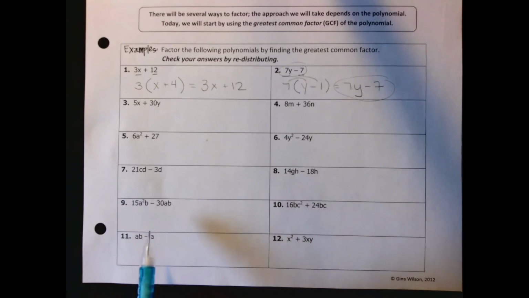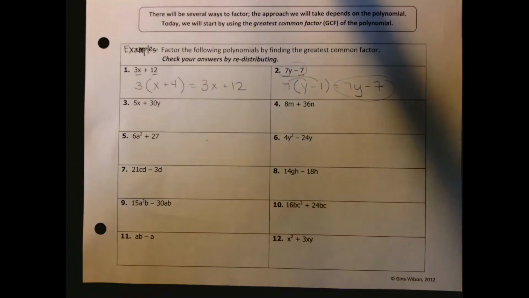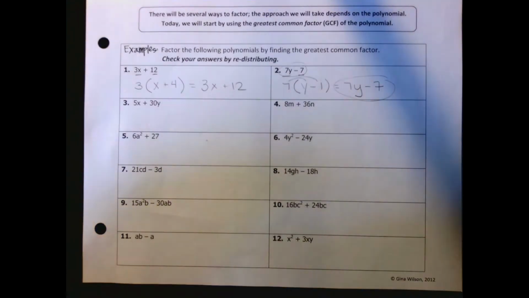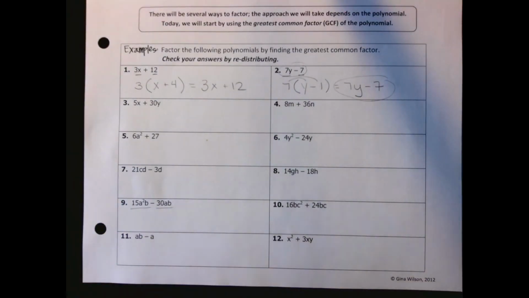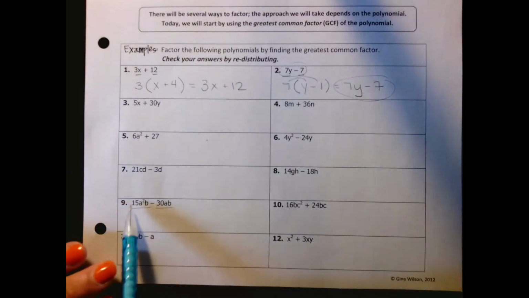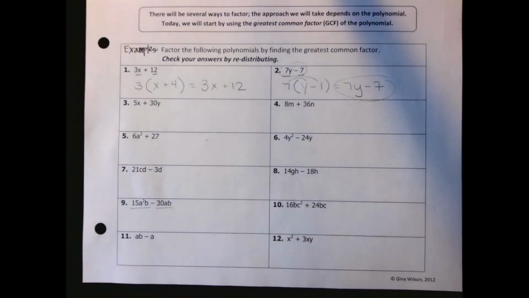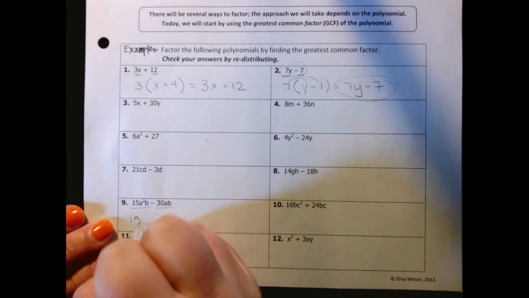And I did want to go over examples 9 and 10 with you. These are ones that have multivariables in them. So we have 15a squared b minus 30ab. So we need to find out greatest common factor for both of these terms. So I know that 15 and 30 can both be divided by 15. So definitely going to take that 15 out of there.